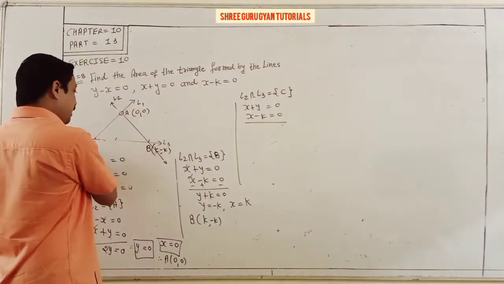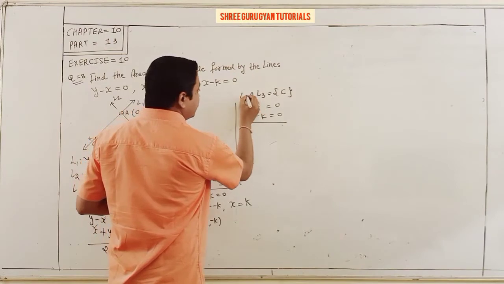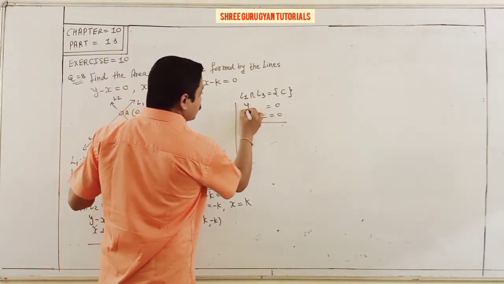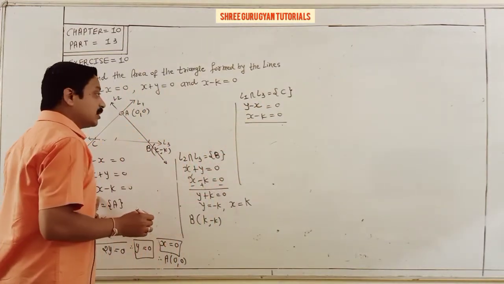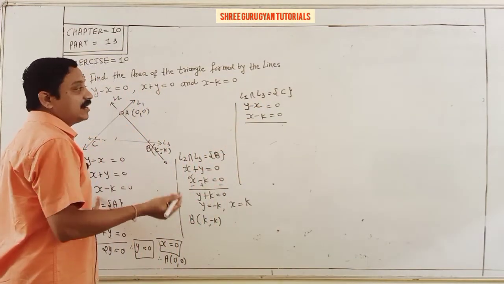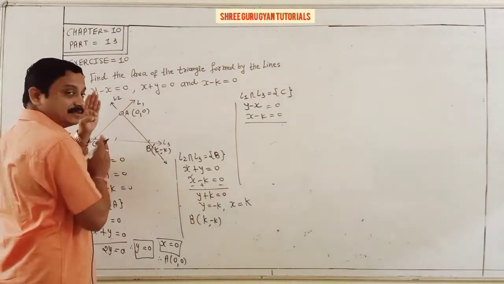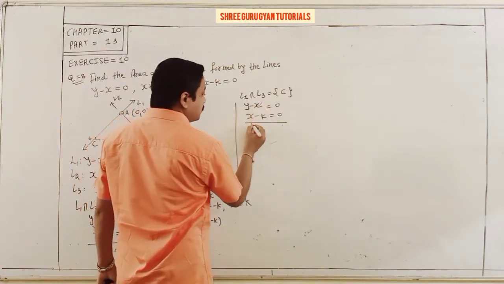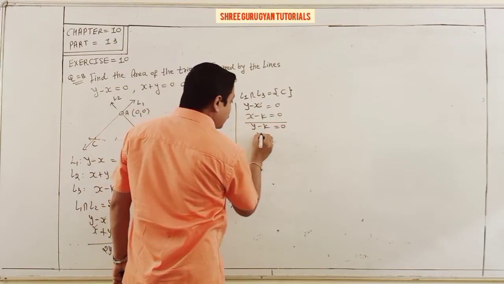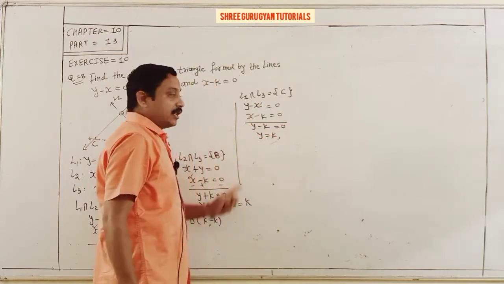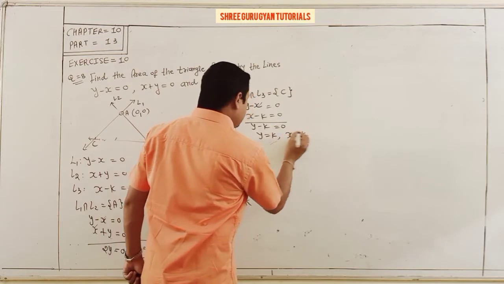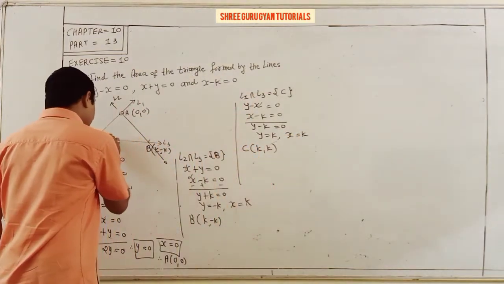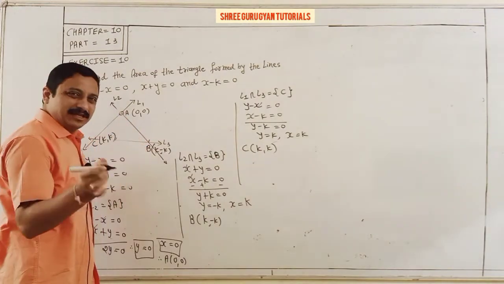Now here L1 and L3, students, L1 and L3 give C. What is your L1? y minus x. And your L3 is x minus k. Now derive the value from L1 and L3. Don't worry students, whichever place you take A, B, C. Here cancel, y minus k: your y value is k and x is k. It means the C coordinate, students, is k comma k.